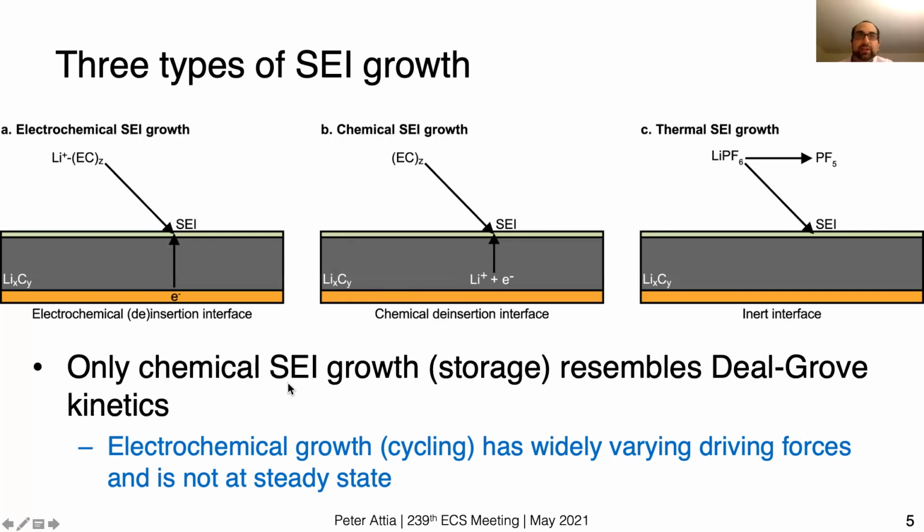So the bottom line here is that only chemical SEI growth, which is more similar to storage growth, even slightly resembles the Deal-Grove kinetics. Thermal SEI growth is quite different, more of an edge case. The electrochemical SEI growth, which is most common during cycling, has these really widely varying driving forces, and it's not at all at steady state. So theoretically, we can't think about electrochemical SEI growth or cycling SEI growth as following t to the 1/2 growth laws.